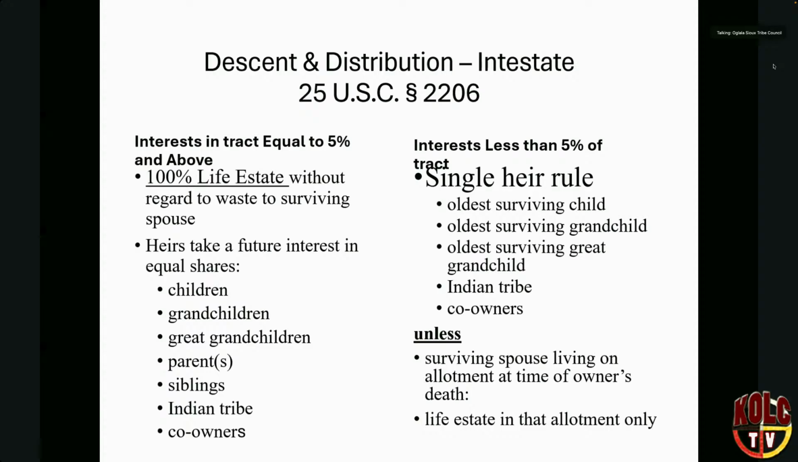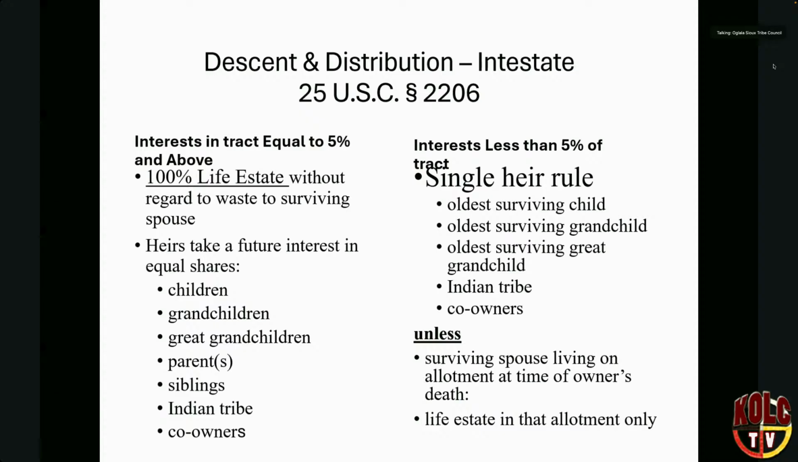If the share is less than 5%, the single heir rule kicks in, and it is a slightly different percentage. So the interest, the less than 5%, is going to go to the oldest surviving child, the oldest surviving grandchild next, the oldest surviving great-grandchild, the Indian tribe, and the co-owners.